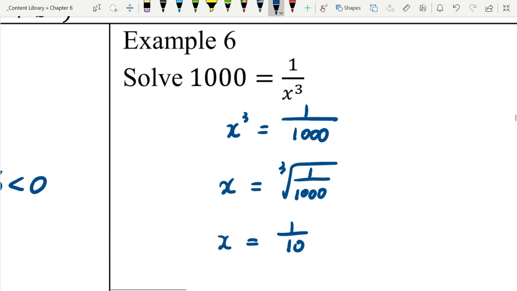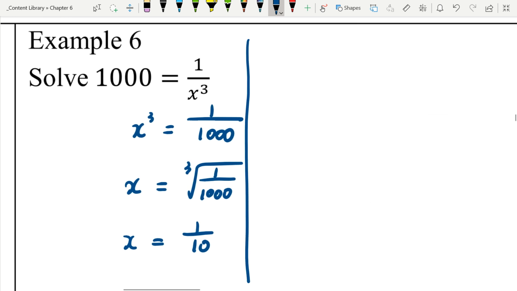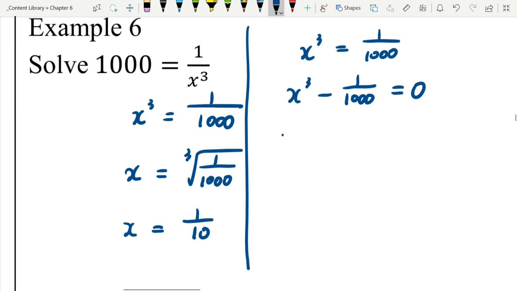I can solve that by this method as well. You can also solve it by factorizing. Okay, so that's another way to solve it. What I'll do is still make x cubed equals 1,000, and then x cubed minus 1,000 equals 0. So x cubed minus 10 to the power of 3 equals 0.